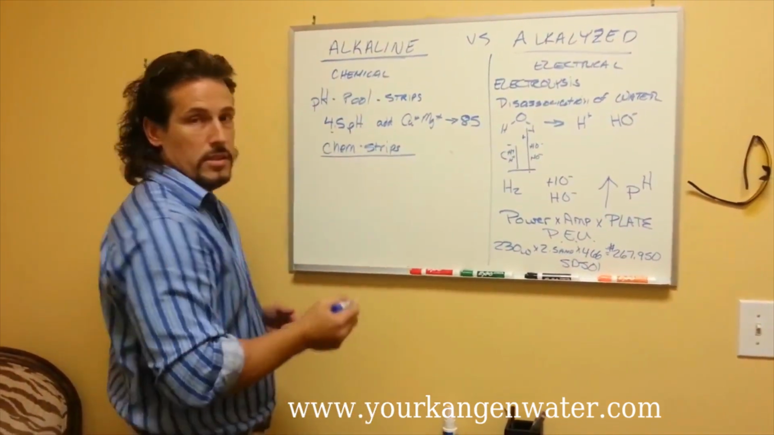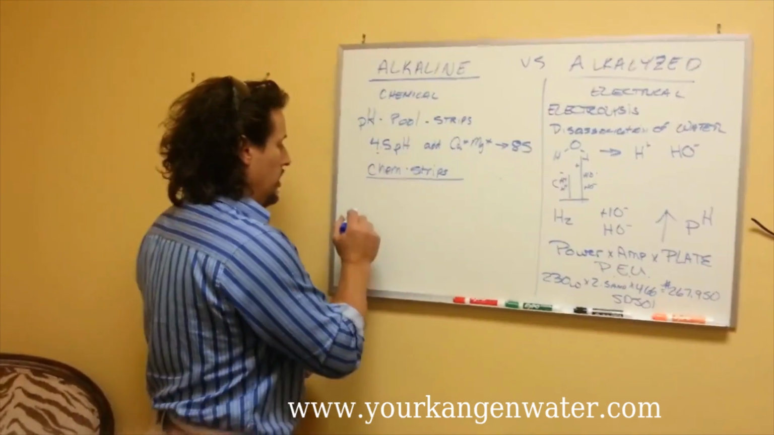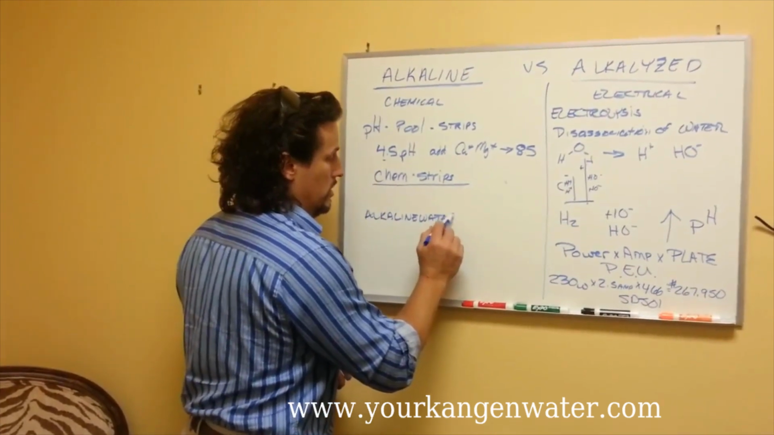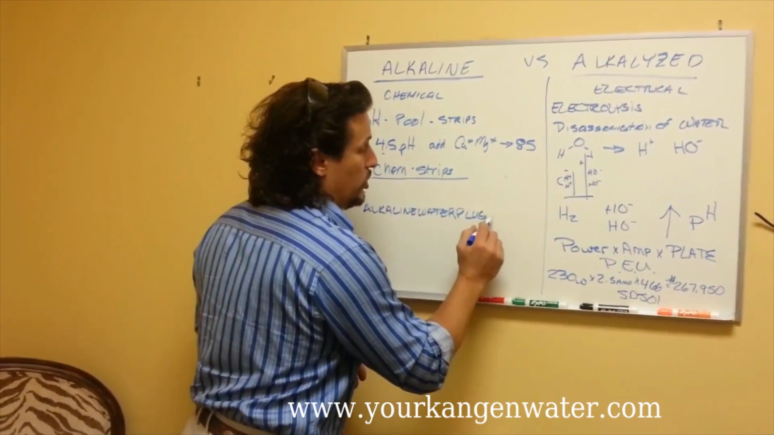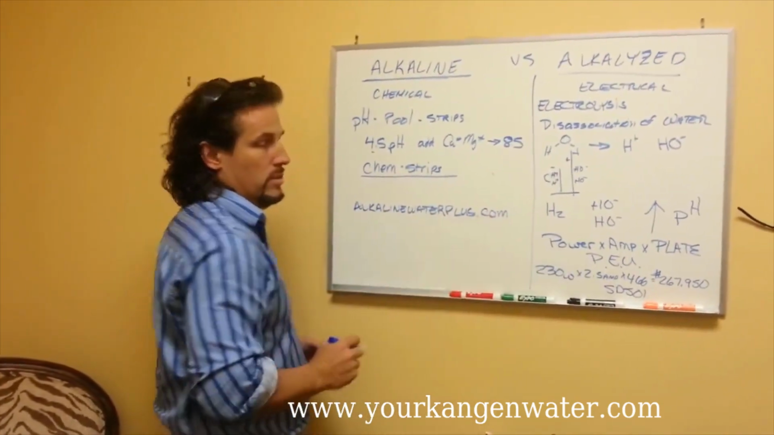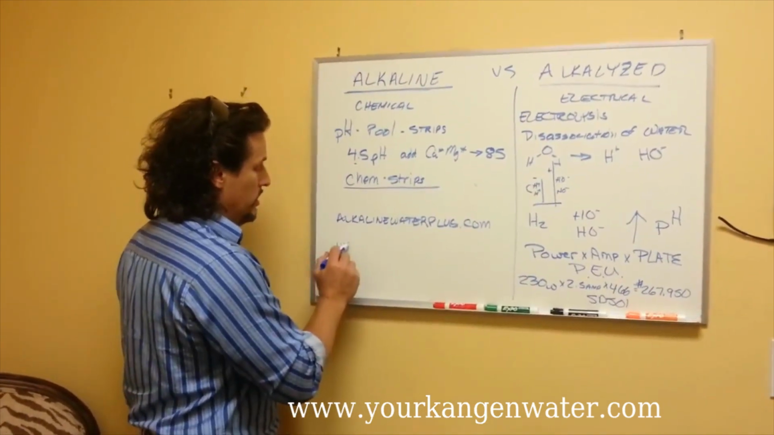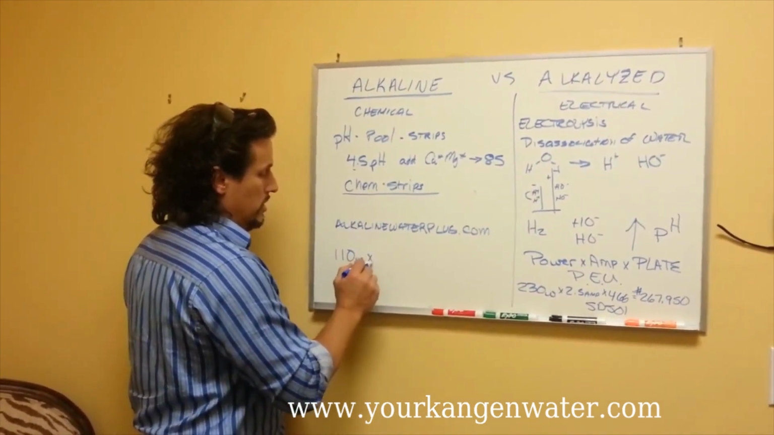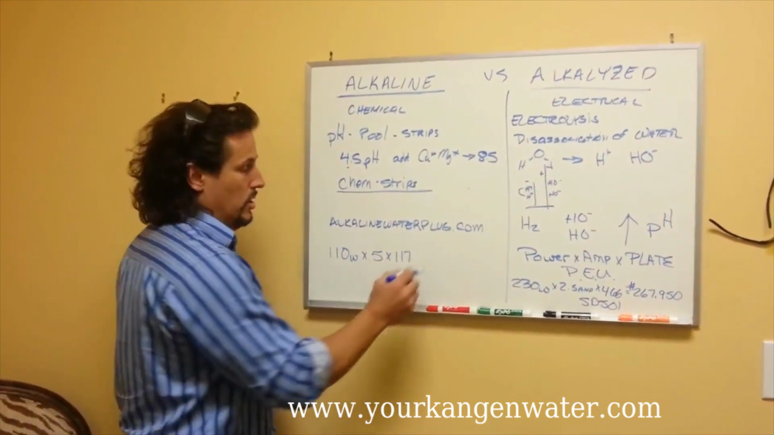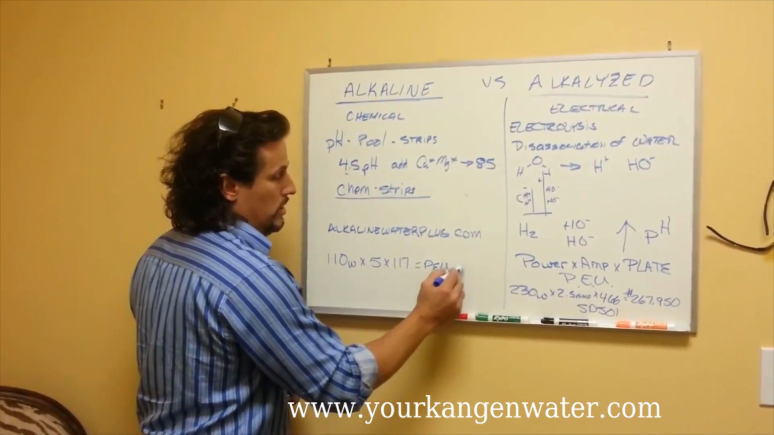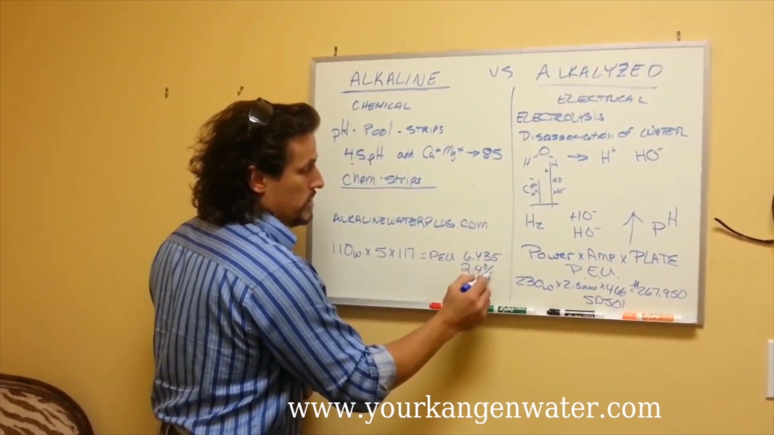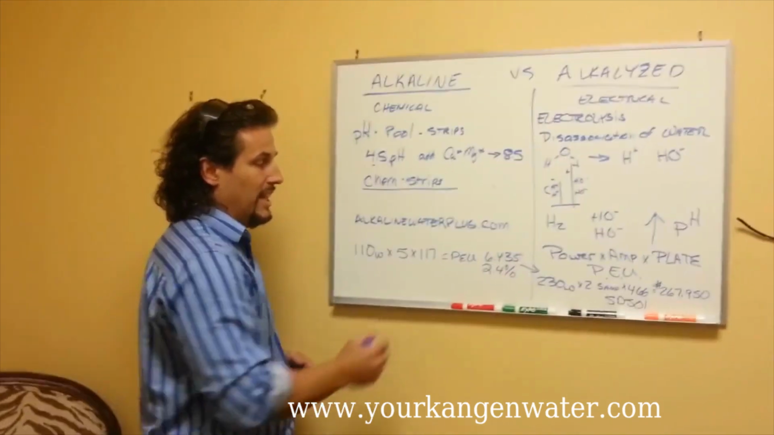I recommend, if you want to compare these other units and what they're trying to do, that you look at Alkaline Water Plus, which has a great website. It's actually a competitor's website, and it proves the power output. Most of the units there have 110 watts times a half amp, and the standard plate size is 117 square inches, which gives you a PEU of 6,435, or approximately 2.4% of this power.